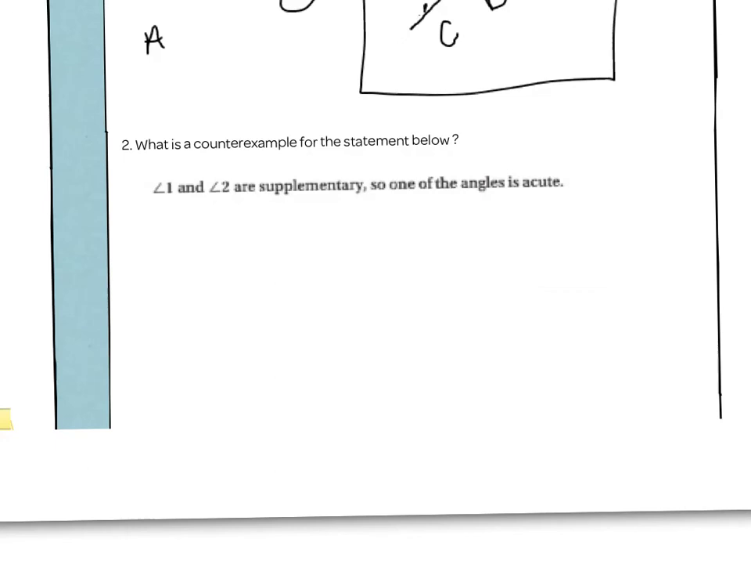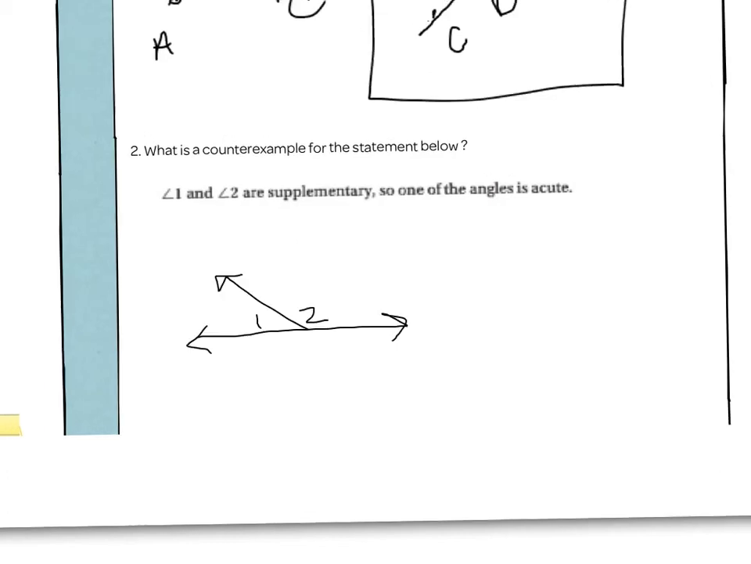Number 2, what is the counterexample for the statement below? If angle 1 and angle 2 are supplementary, then one of the angles is acute. Here's an example of how this statement is true: angle 1 and angle 2 are supplementary, adding to 180, and one of these angles is acute. But what if angle 1 and angle 2 are both right angles? Right angles are not acute because they are equal to 90, not less than 90. So this is a counterexample.